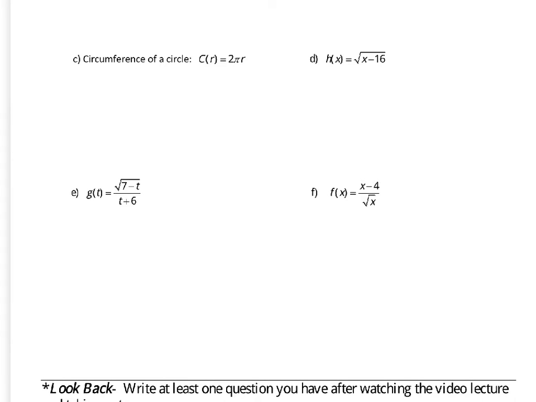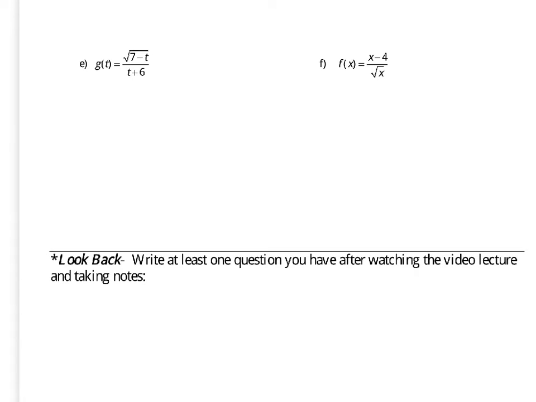So I'll try one more with you, and then you can try the rest on your own. So notice the function in 5e has a numerator and a denominator, the numerator having a square root and the denominator being t plus 6. So remember, this kind of puts together the last two examples in one.